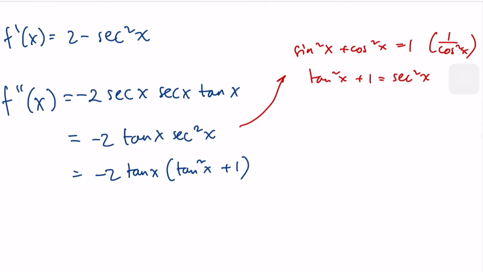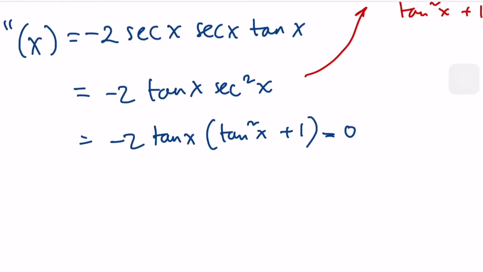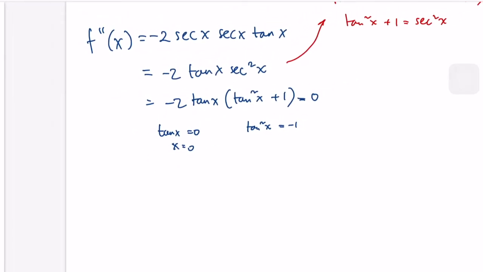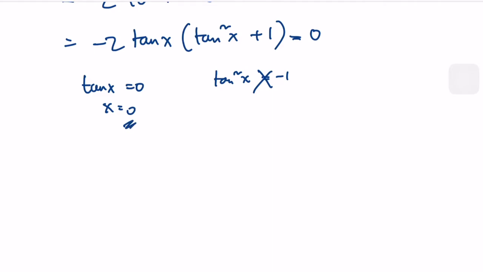Okay, now from here we can set this equation equal to 0. Okay, and we'll see that tangent x is 0, so x is 0, and tangent squared x is equal to negative 1. And I don't think this is okay, because it's squared and then it's negative 1. Okay, so we are considering this 0 here, that is in our line number.